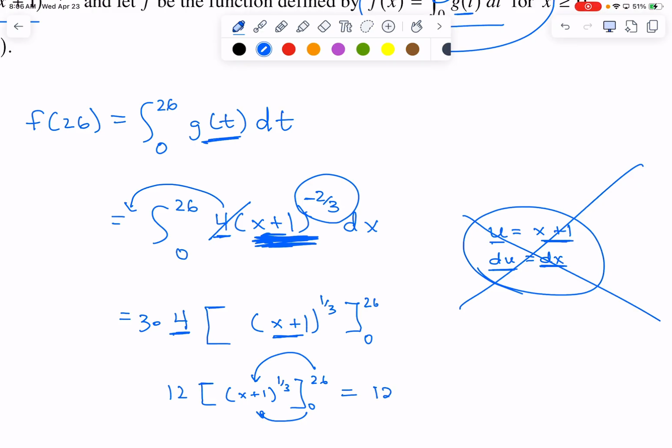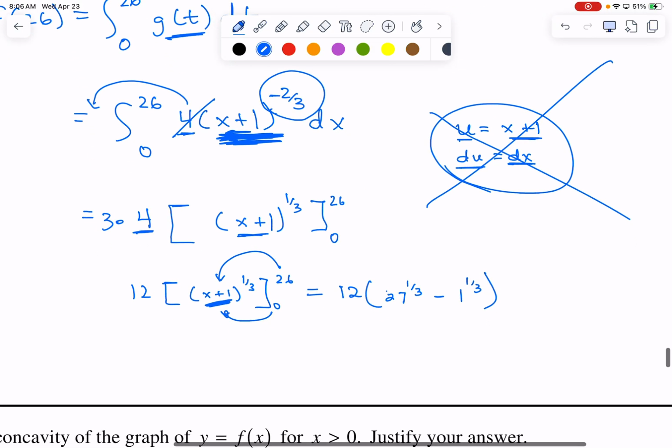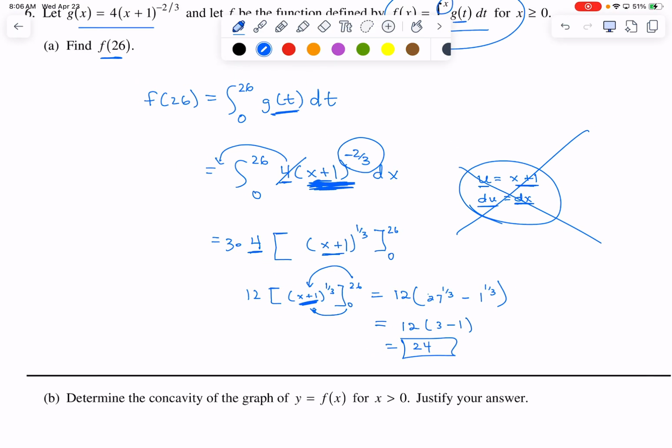So you're going to have 12 times, if I plug in 26, it'll be 26 plus 1, it'll be 27 to the 1/3 power, minus 1 to the 1/3 power. So it'll be 3 minus 1, which is 2, and then the answer is 24. That gave you a total of 3 points. That's doable. Just plug in 26 and do the integral.